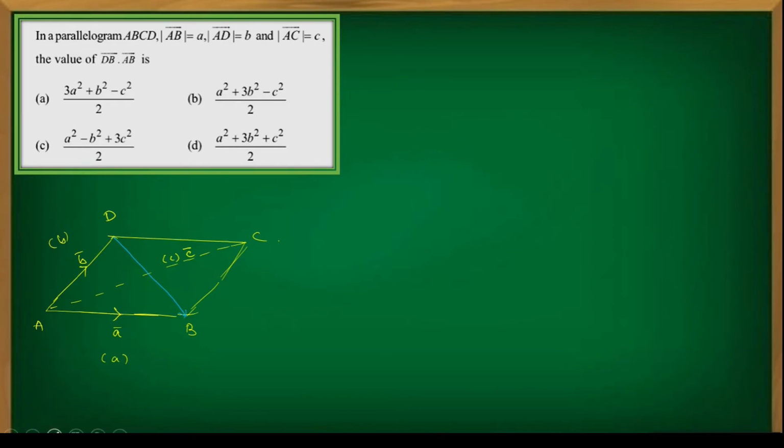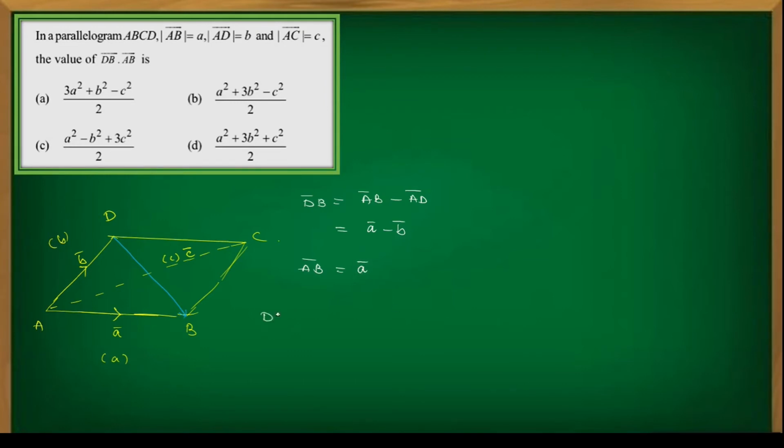So what will DB become now? DB is AB minus AD, the position vector of B minus the position vector of D. Do you know AB here? Yes, A bar. Minus, do you know AD here? Yes, we have B bar. So the DB vector is A bar minus B bar. Obviously, it is known to us: one diagonal is A bar plus B bar, the other diagonal is A bar minus B bar. Right, we got DB. Next, what is AB bar? AB bar is itself A bar.